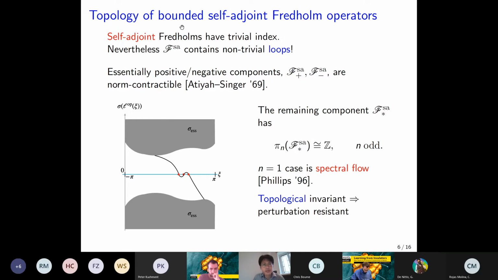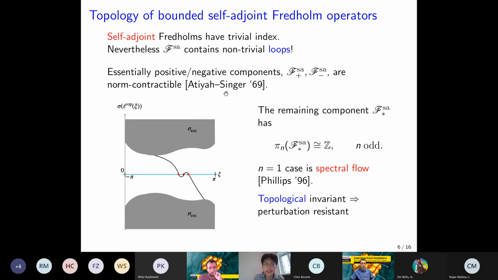Well, it's a little bit in the spirit of index theory, but it's not in the sense of index theory of a single operator. We all know that self-adjoint operators have a trivial index. The self-adjoint Fredholm operators have trivial index, but so it looks boring. But the space of self-adjoint Fredholm operators has non-trivial loops.